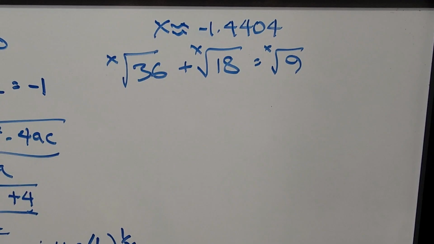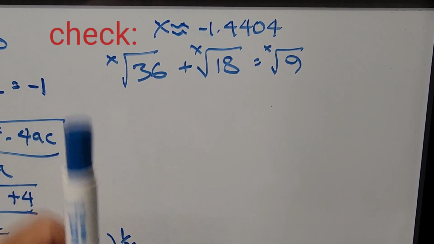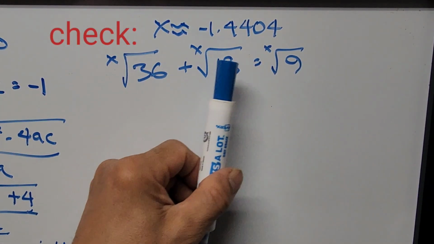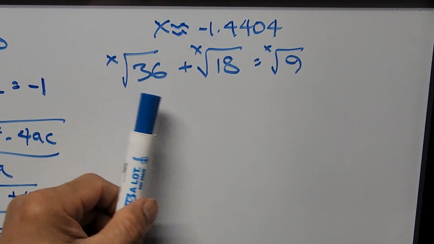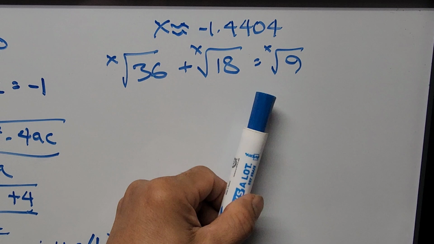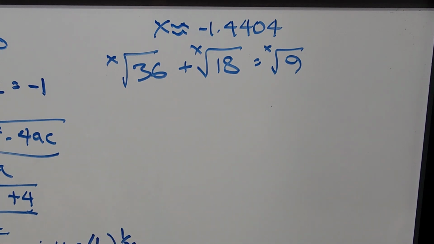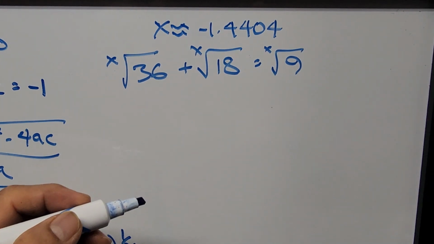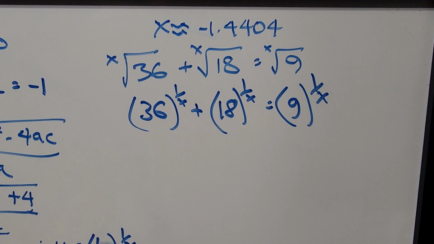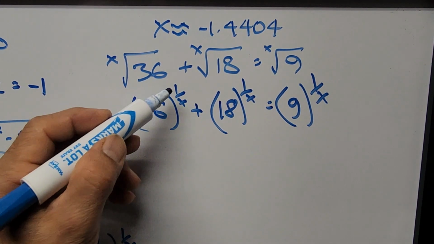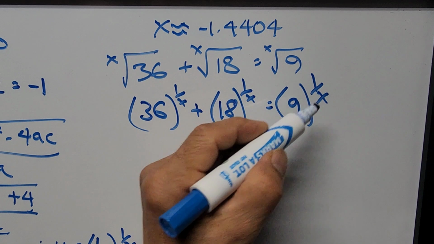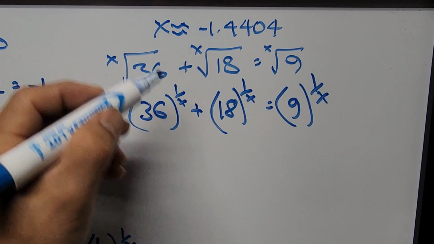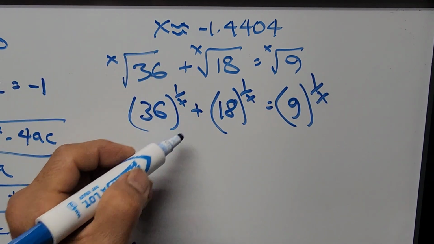Okay. And so here our value of x, approximately -1.4404, and our original equation, x root of 36 plus x root of 18 equals x root of 9. And our equation can be written the same way as this way. 36 to the power of 1 over x plus 18 to the power of 1 over x equals 9 to the power of 1 over x. Substitute the value of x into our equation.